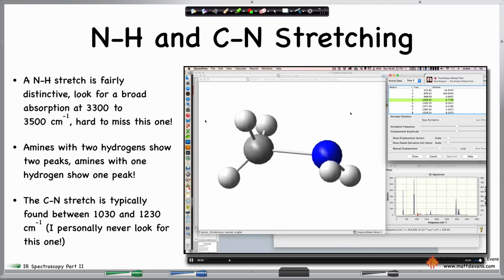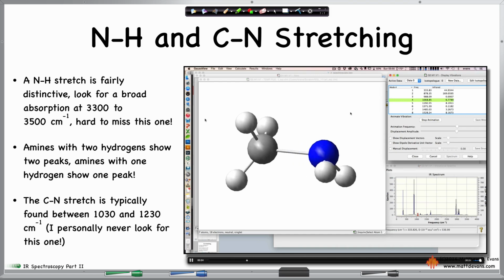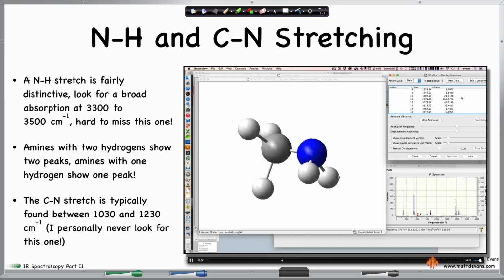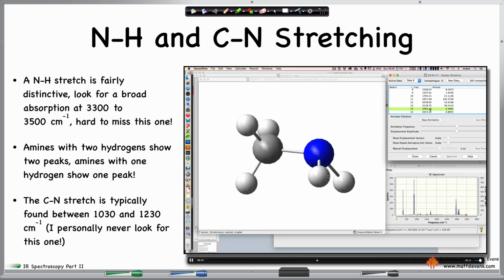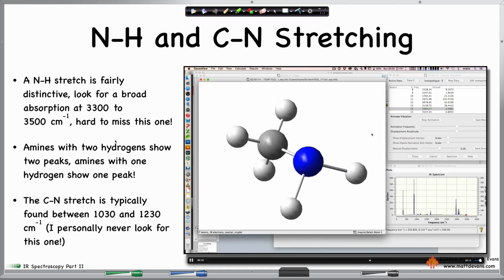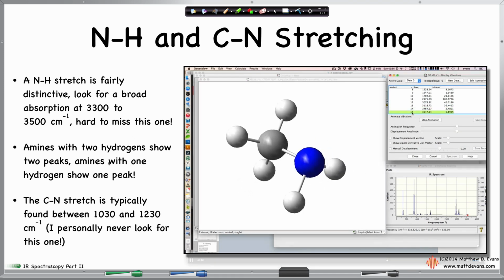And the interesting thing about this absorption, not quite as strong as the OH bond, is that depending on how many hydrogens are attached to the nitrogen, if there are two hydrogens attached, you see kind of two horns on that absorption. If there's only one NH attached, you see one horn. So amines with two hydrogens have two peaks, and with one hydrogen, one peak. I'll show you an example of a two-peak amine.